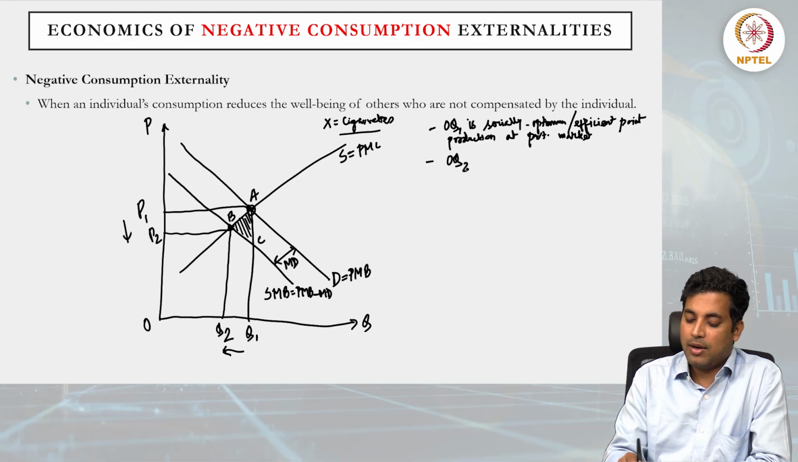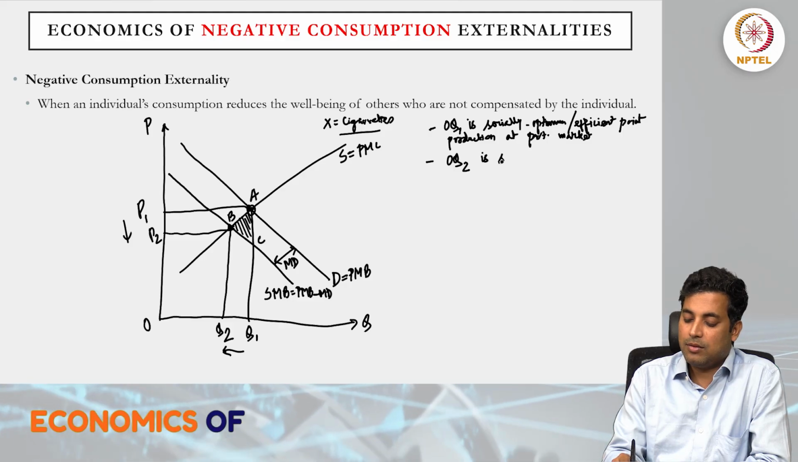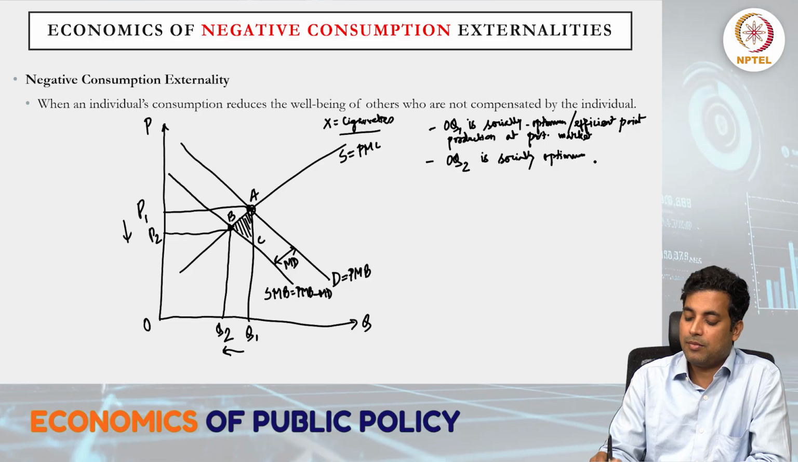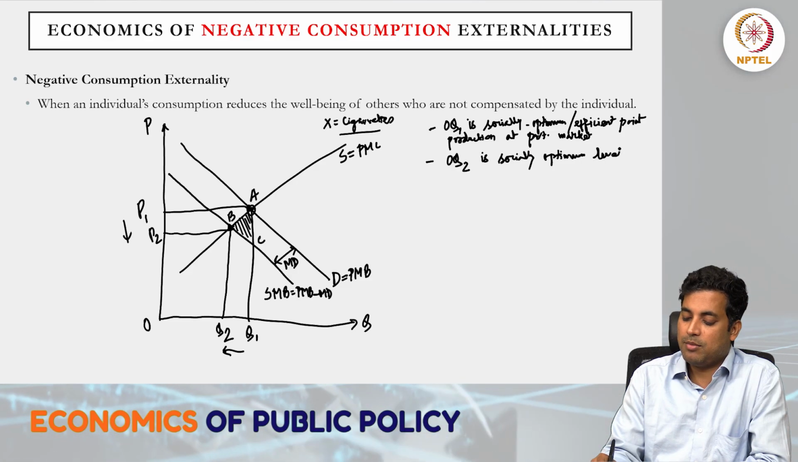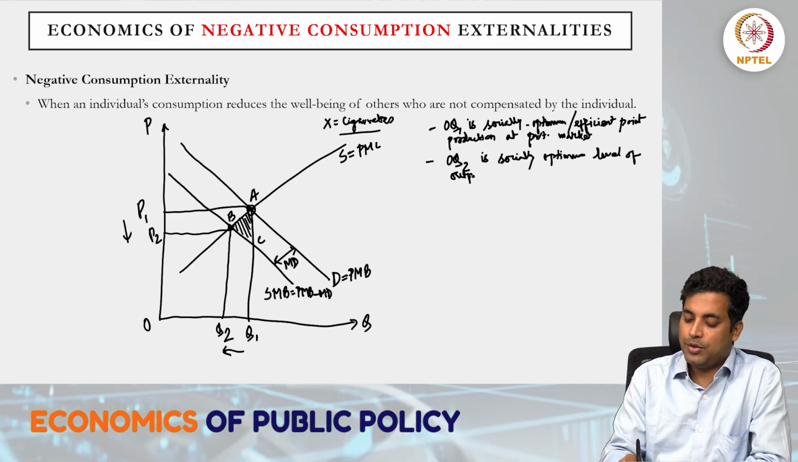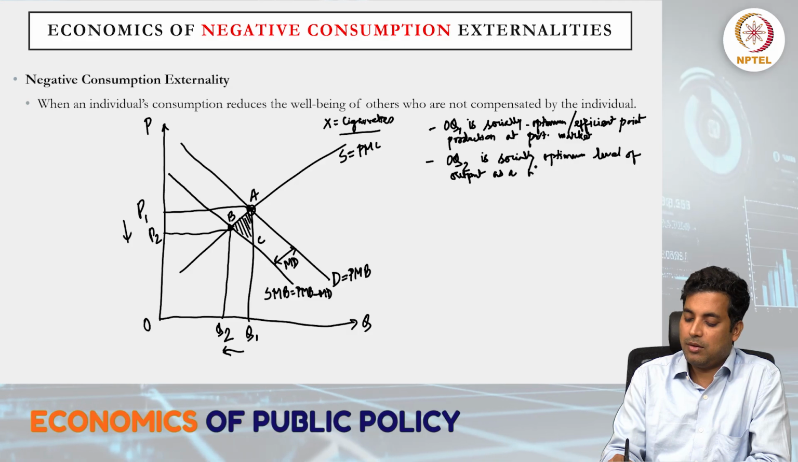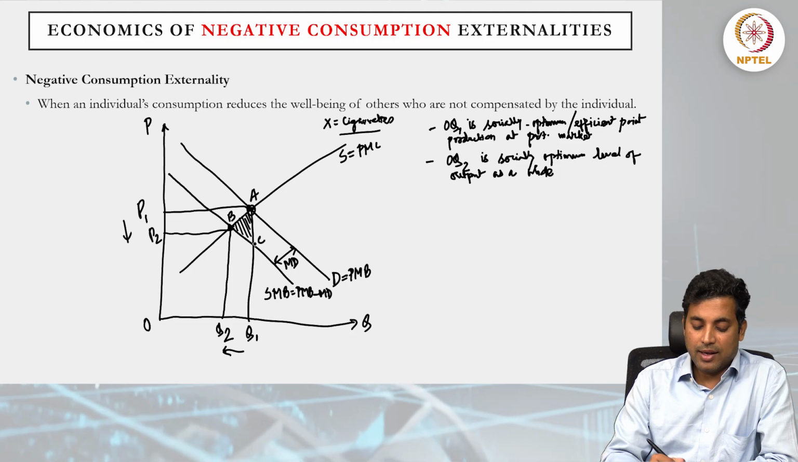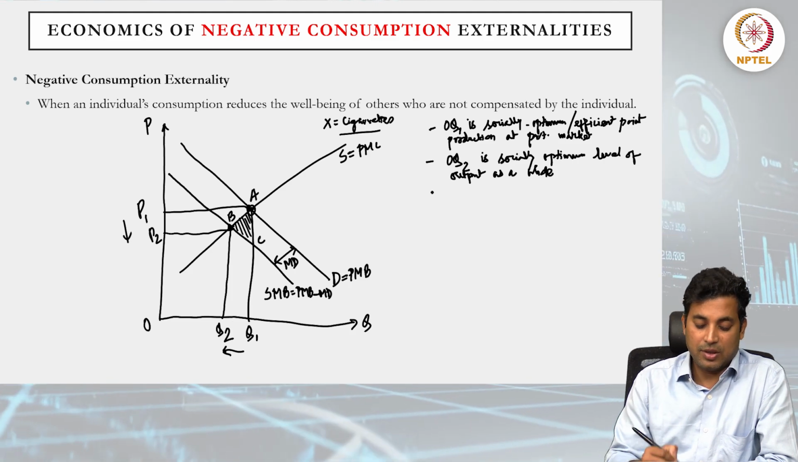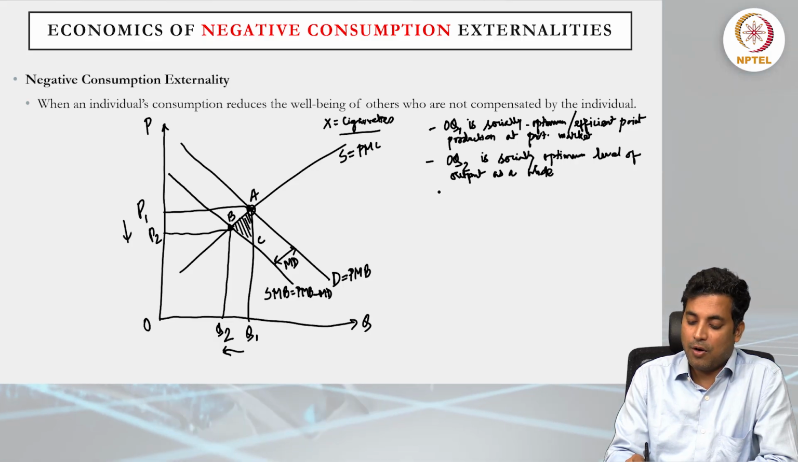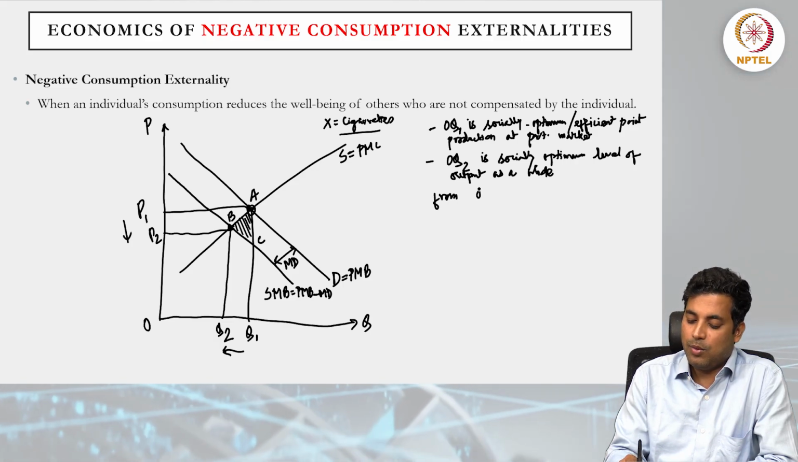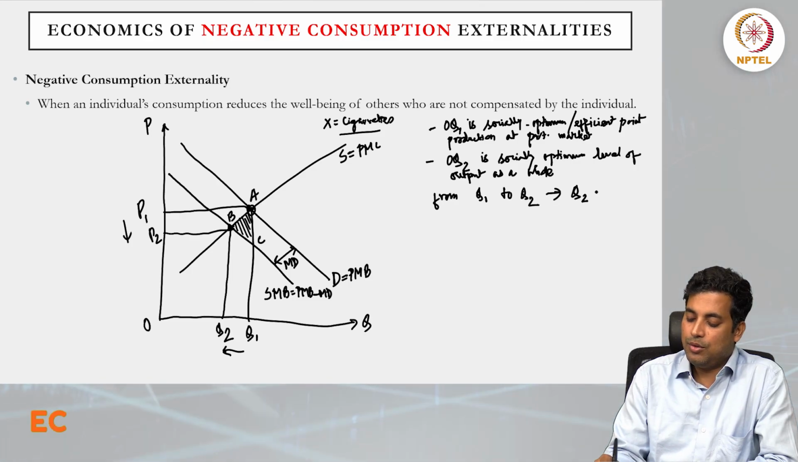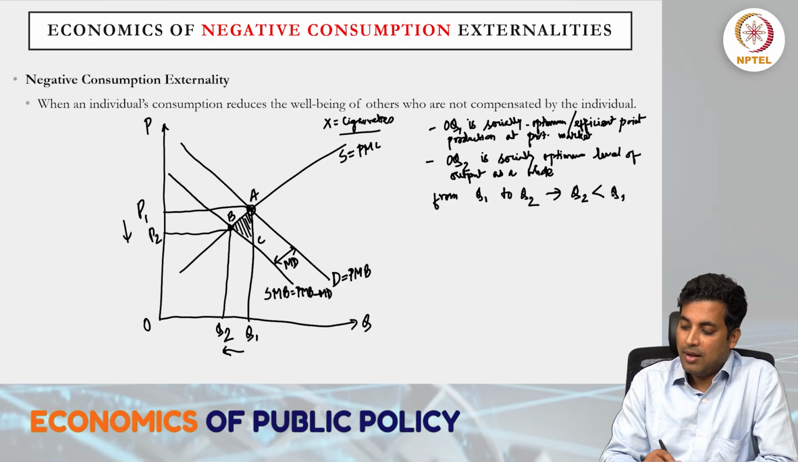So OQ2 is the socially optimum level of output as a whole in the society. Therefore we can see that in this particular scenario production is getting reduced from Q1 to Q2. So certainly Q2 is less than Q1.